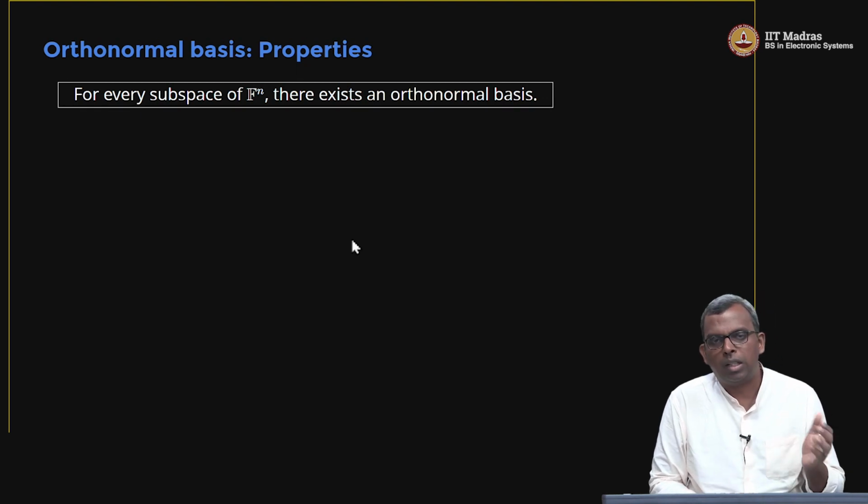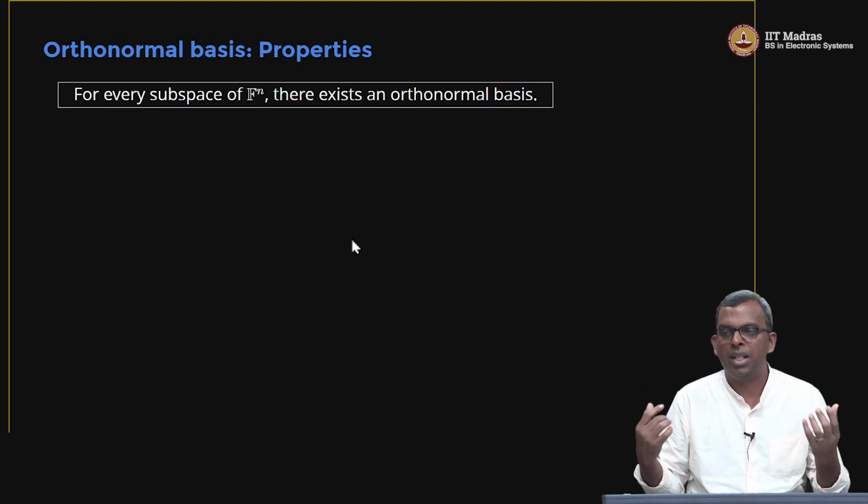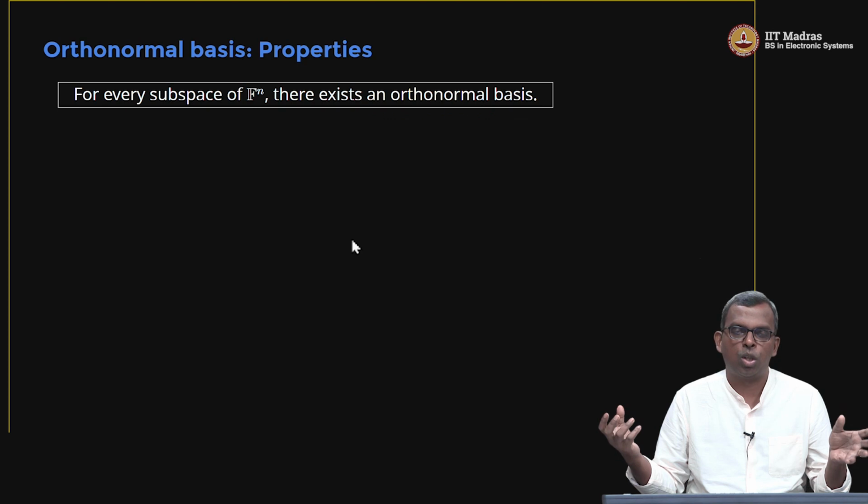So, we saw earlier that every subspace has an orthonormal basis. I am just formally calling it a property. It is very easy to do. You just start with a spanning set, go to a linearly independent set if you like, and take that linearly independent set, apply the Gram-Schmidt orthonormalization process, and out comes an orthonormal basis.